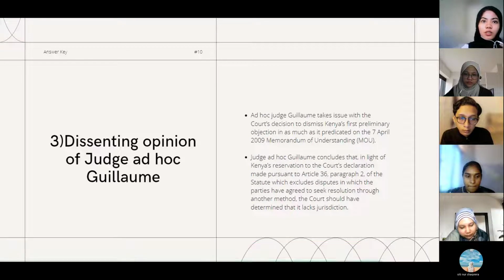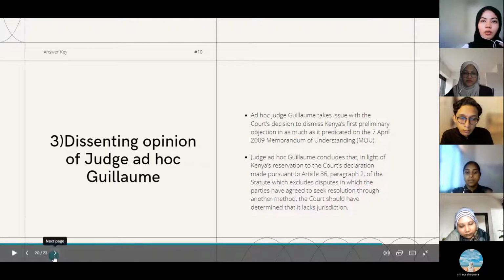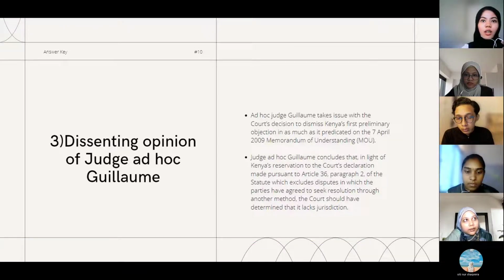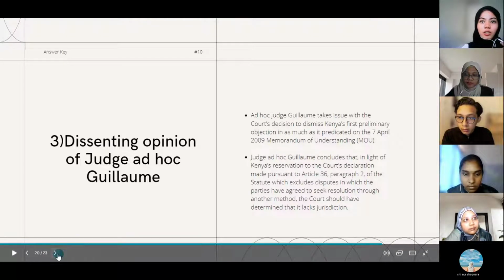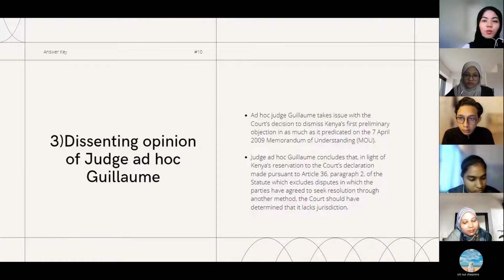The third one is the dissenting opinion of Judge ad hoc Guillaume. Judge ad hoc Guillaume takes issue with the court's decision to dismiss Kenya's first preliminary objection, inasmuch as it is predicated on the 7 April 2009 Memorandum of Understanding, the MOU.